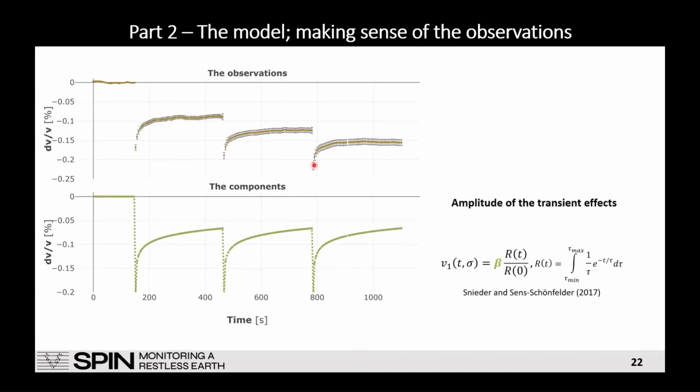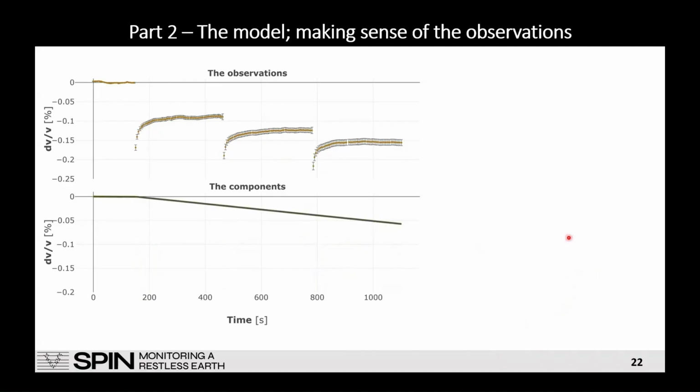The slow dynamic effect has been widely analyzed, and there are a lot of models that try to reproduce this phenomenon as a function of different variables. In this case, we are using the model developed by Snyder and Schanfelder in 2017, where we want to investigate the amplitude, so the velocity drop of those measurements that happen at different time scales, with those represented as the minimum and maximum time scales. So this is the first component of those measurements.